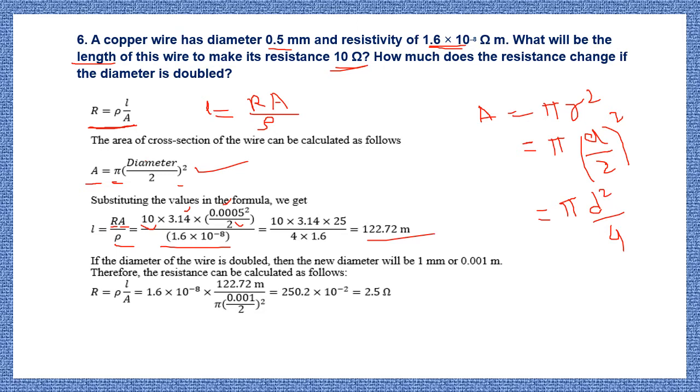Now it is asked how much does the resistance change if diameter is doubled. So again we have to find out R and the diameter will be double. So the value of D will be double. Here is resistivity rho, then the value of L, and then A is pi R square or pi D square upon 4. And now we will take the value of D as double. The answer will be this. Okay.